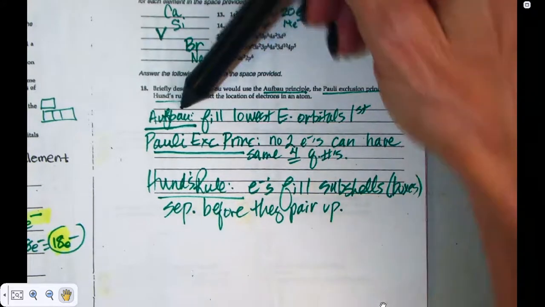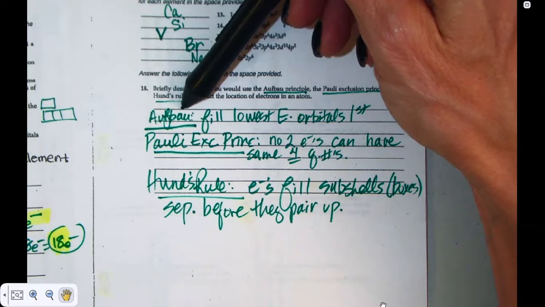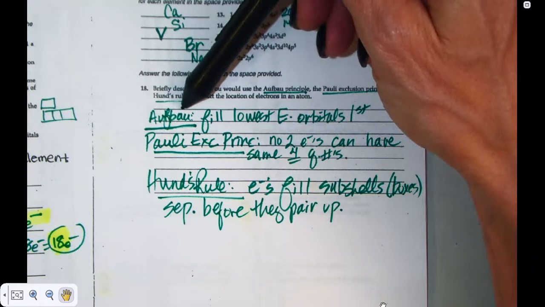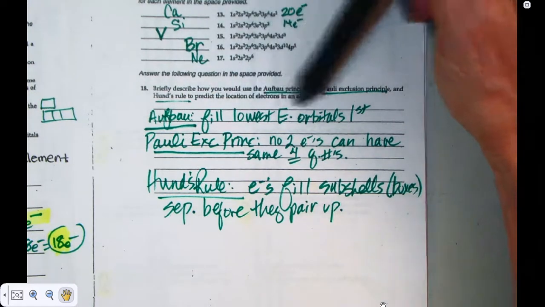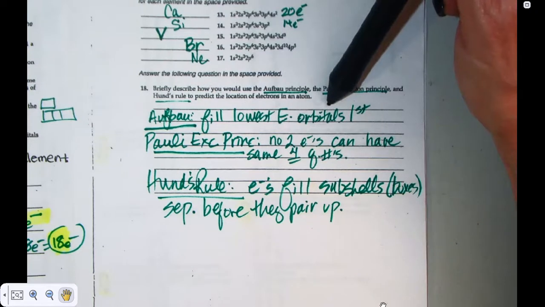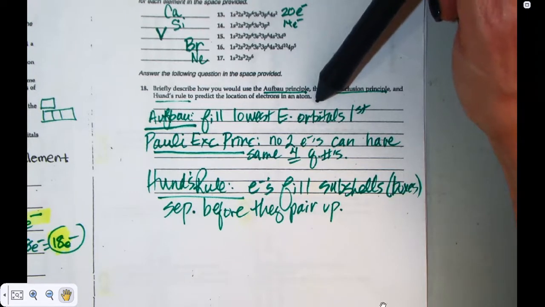The Aufbau principle is telling us how to build our electron configurations. So you have to fill your lowest energy level orbitals up first. So the 1s has to be filled up before the 2s, and then once the 2s is full, you can fill up the 2p, then the 3s, and then the 3p, and so on and so forth.